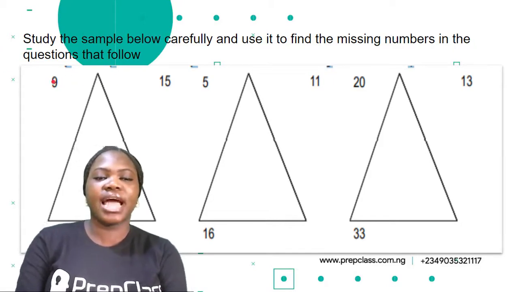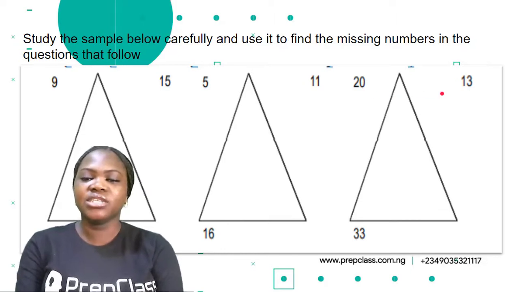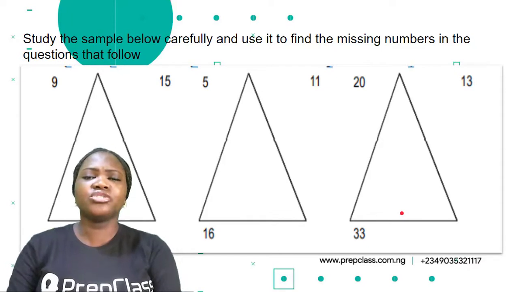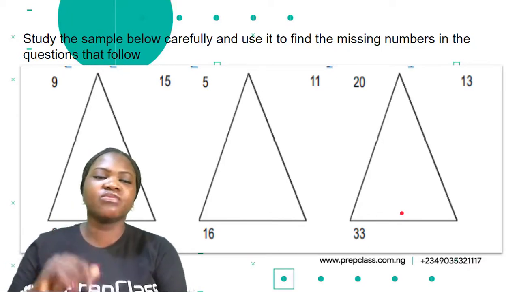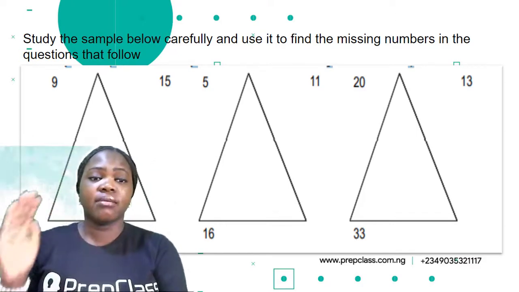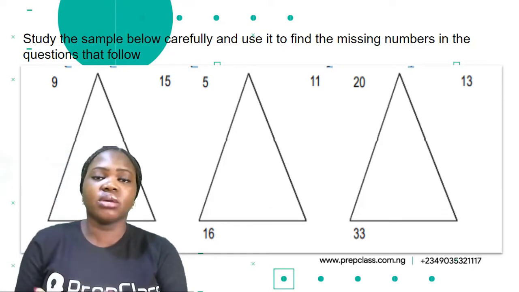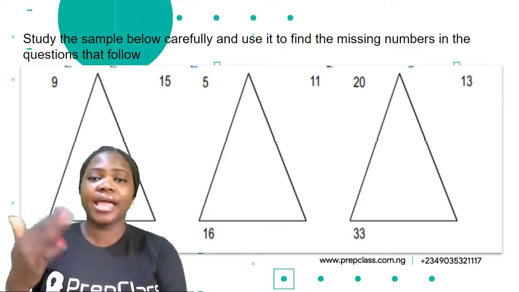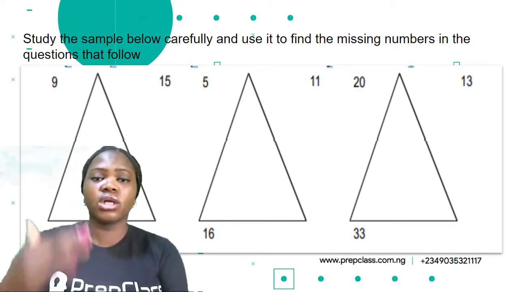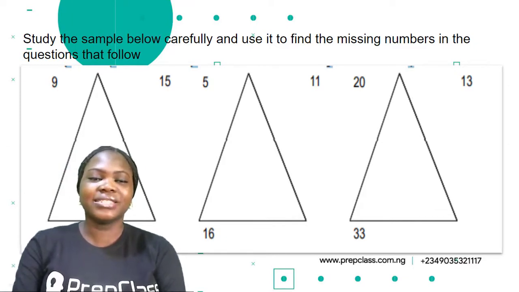We have the top numbers 9 and 15, 5 and 11, 20 and 13 to make these bottom numbers. So what do we do? I'd like you to pause this video and try to see it yourself. Try adding the top numbers to see if you get the bottom number. Subtract, multiply, or divide. Just do any one of it and see which works for the sample. Okay, I hope you've been able to do that. Now let's do this together.